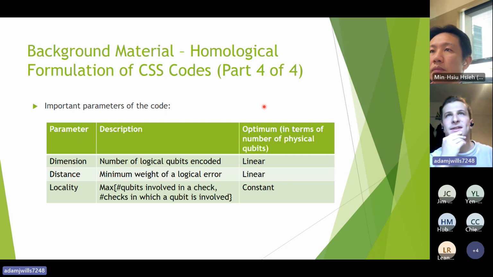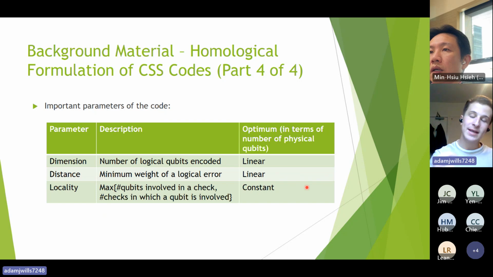So we define a family of CSS codes on n physical qubits, and we let n go up to infinity. So we have a whole family of them. And then the best scaling that we can get is going to be linear for dimension, linear for distance, and then constant for locality. So not actually scaling at all. And so that's in terms of the number of physical qubits n, dimension optimally can scale something like n, distance can scale something like n, and locality can just stay constant, so not scaling with n.